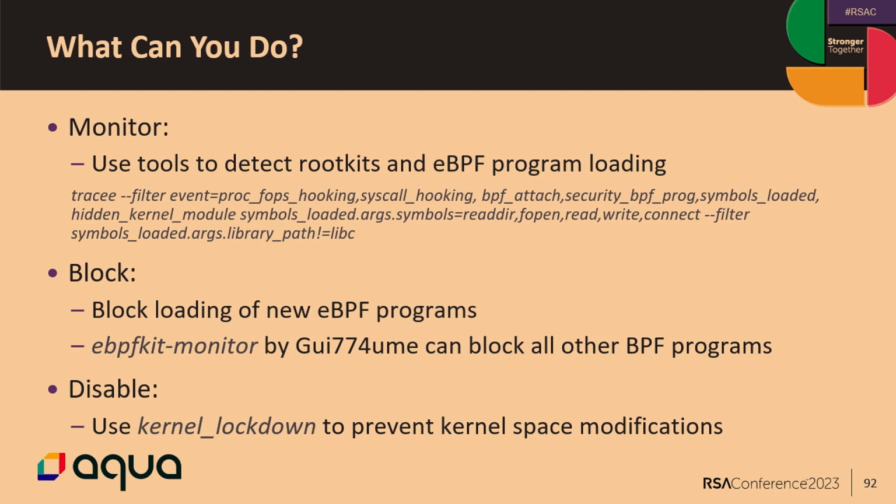There are other tools that are able to detect some of the events. I don't know if they can detect everything. You can block loading of new eBPF rootkits by using eBPFKit Monitor by Guillaume himself, who wrote the eBPF rootkit malware, to block all loading of new eBPF programs. And you can use the kernel lockdown to disable modification of the kernel, which can help you avoid some of the hooking placements which are based on modification of kernel memory.